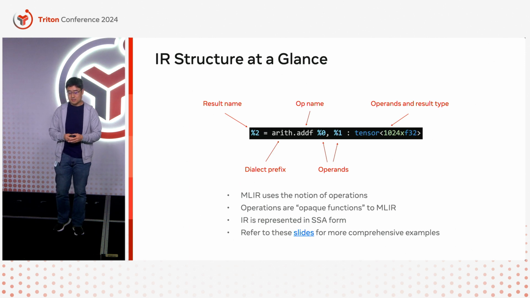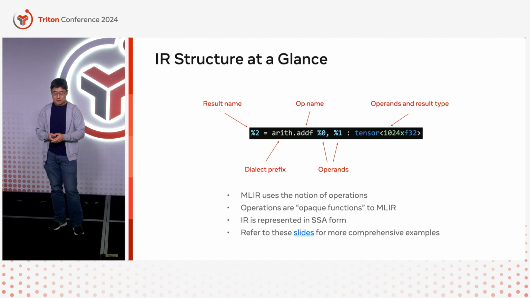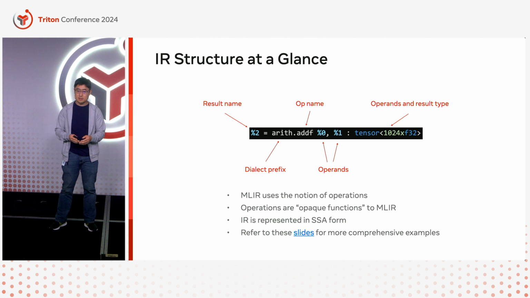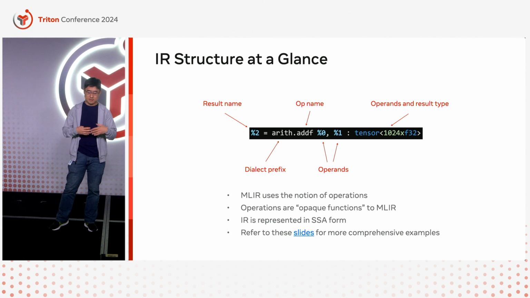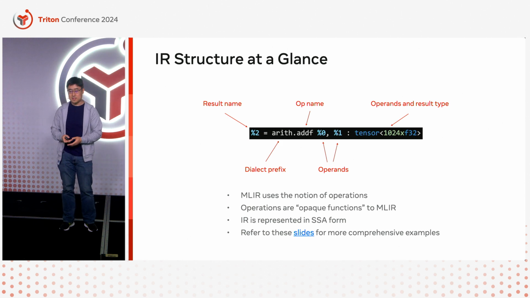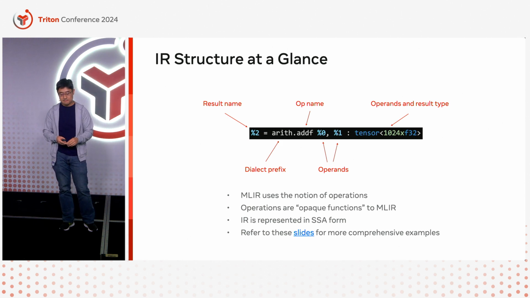On the right-hand side of the colon, we specify the operand and result types. In this case, they are tensors of 1024 floating point 32s. There's only one type there because all operands and the result happen to be of the same type. Taking a step back, MLIR uses the notion of operations rather than instructions. An operation can mean anything from something as complicated as a 3D convolution on tensors and filters, to something as fundamental as integer arithmetic operations.